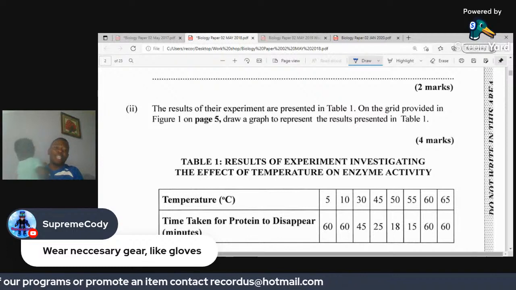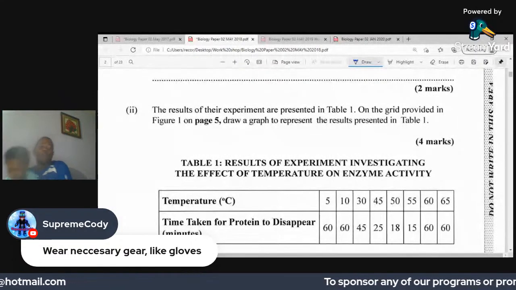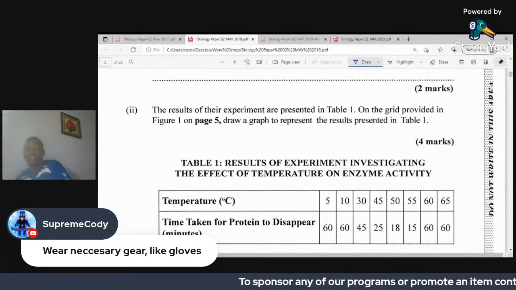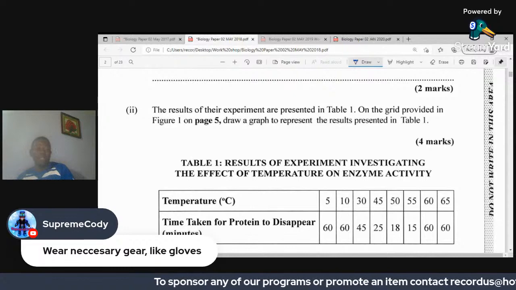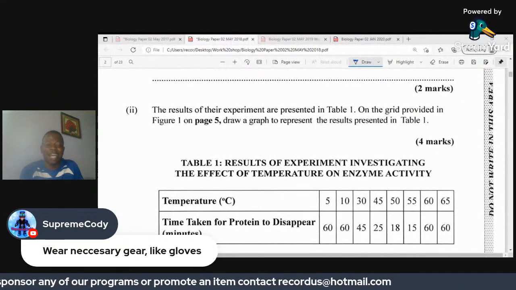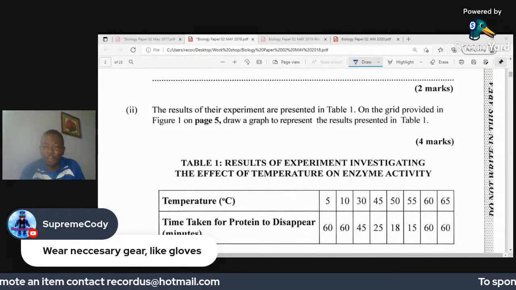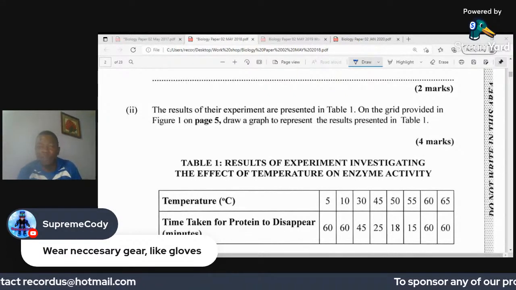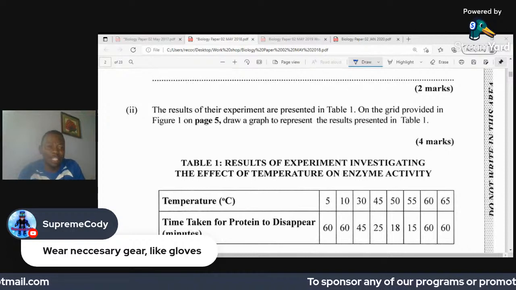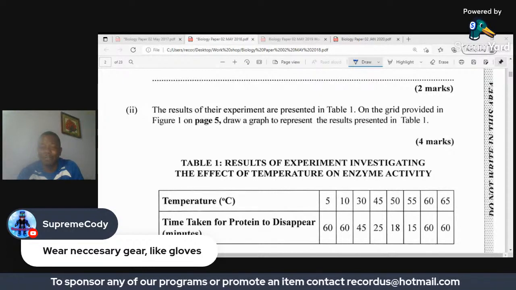So what I want you to tell me here is, what are we going to put on the x-axis? We have temperature and we have time taken for the protein to disappear. So tell me in the chat, what is it that we're going to be putting on the x-axis? Because we're going to need to know that in order to construct the graph. So let's go right ahead. We are looking at the Biology 2018 May-June paper. What are we going to put on the x-axis?